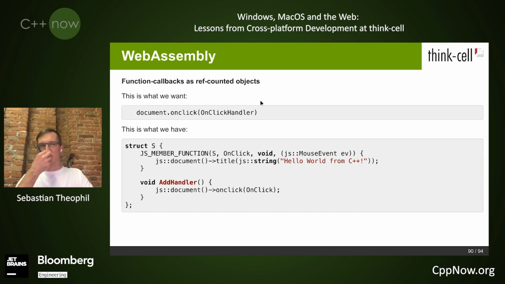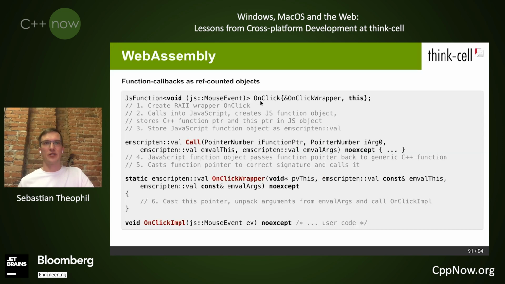So in C++, this would look like the following example. Again, there's some macro to hide a small contraption here. But it looks like we're declaring a member function onClick that takes a mouse event as an argument. And that's the onClick handler we want to set. So when the user clicks with the mouse on the document, then we set the document title. Okay, pretty straightforward. Now, what's the contraption that the JS member function macro has to hide?